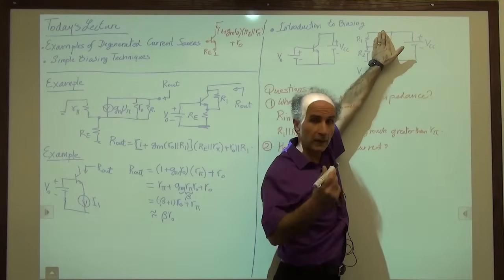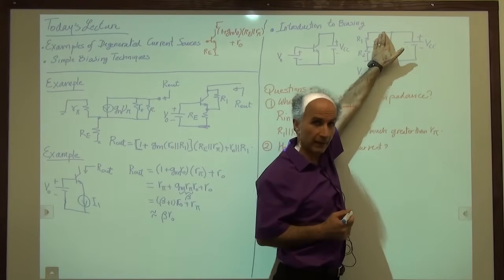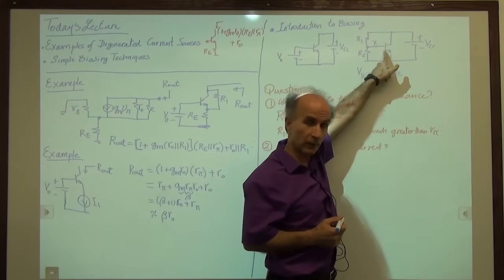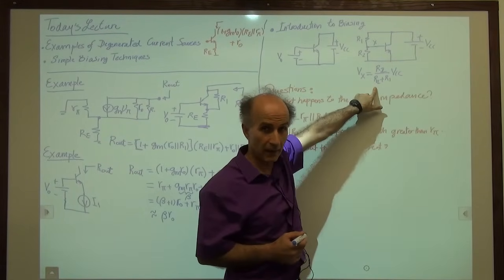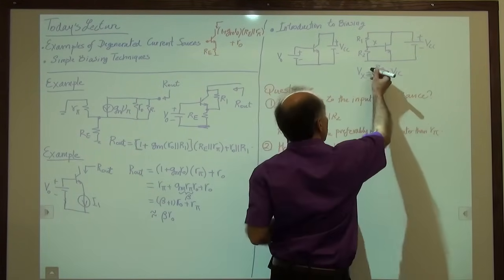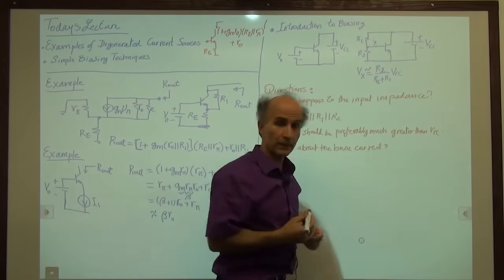That's our good old voltage divider. But this is not the case, because we have some current flowing through the base. So this equation is actually not exact. This is an approximation. So let's go back and place an approximation here.